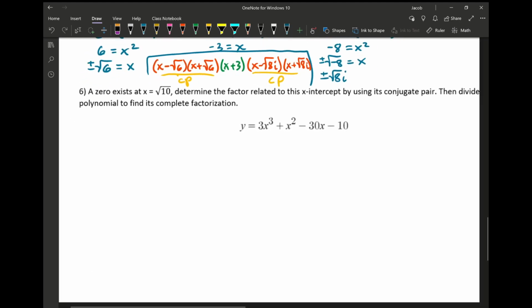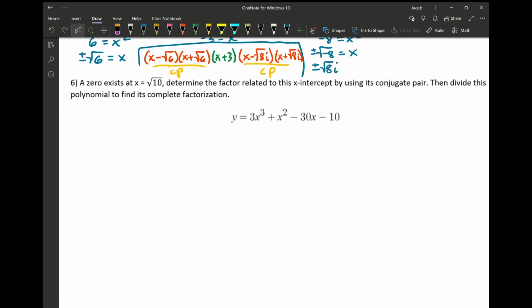Because you might get a question like this. So a 0 exists at x equals radical 6. Sorry, radical 10. And we want to determine the factor related to this x-intercept. Okay, we'll just go ahead and do that. I know that factors of polynomials are written as the form x minus whatever their 0 is. So here we go.